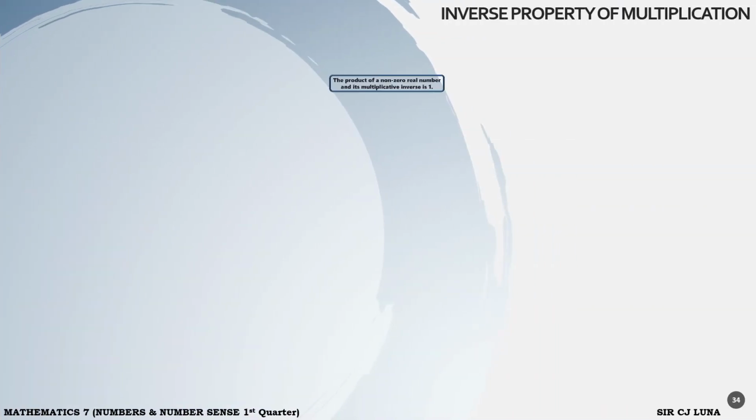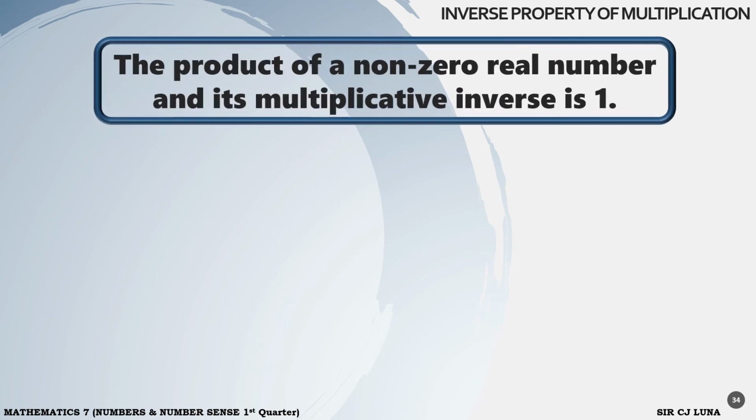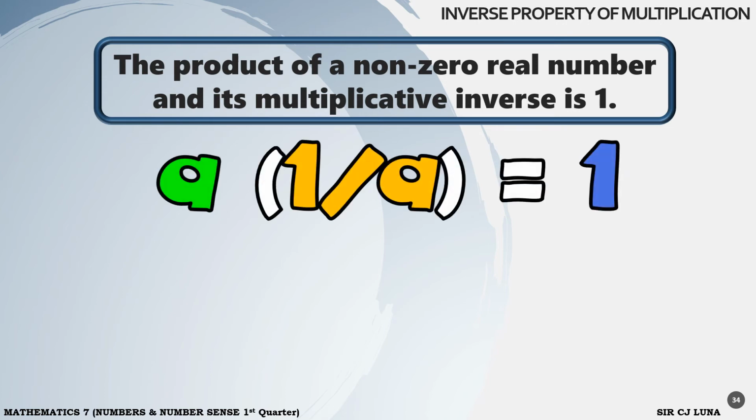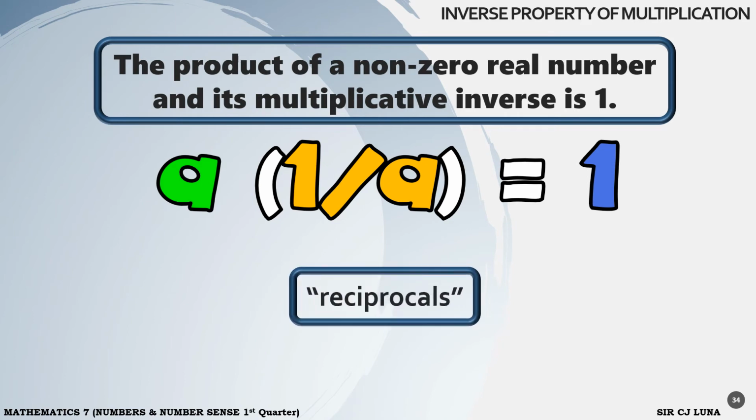Inverse property of multiplication. The product of a non-zero real number and its multiplicative inverse is always 1. A times 1 over A equals 1. Dito, hinahanap natin yung reciprocal. When you say reciprocal, yung kanyang inverse, yung kanyang kabaligtaran.